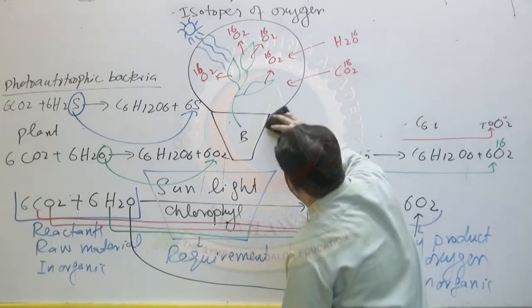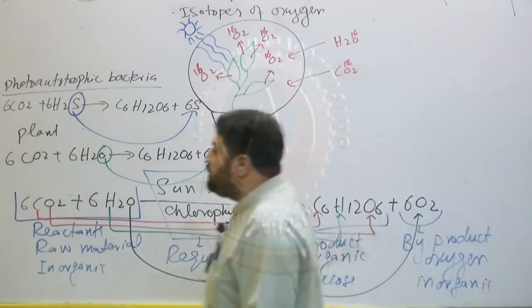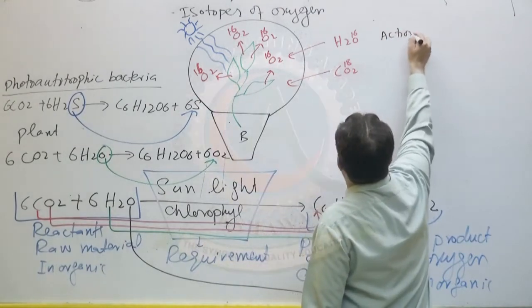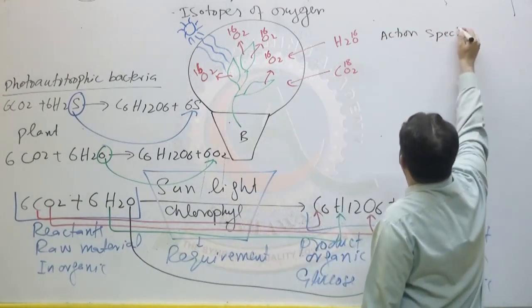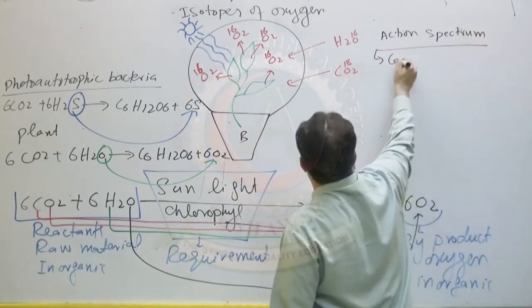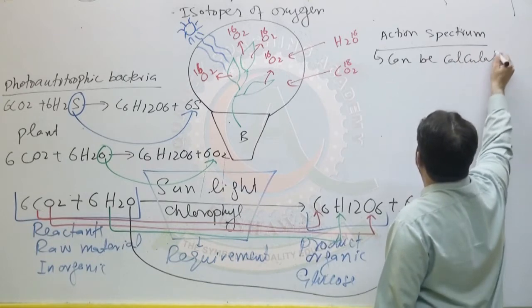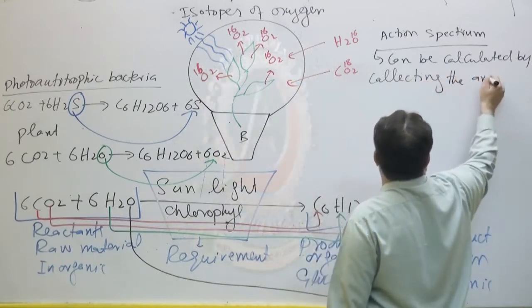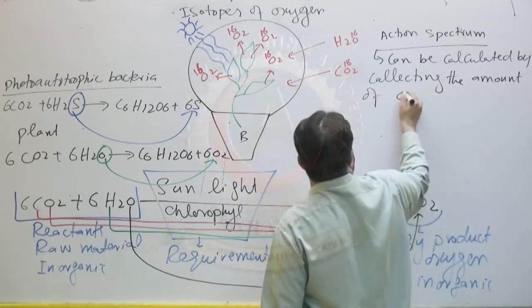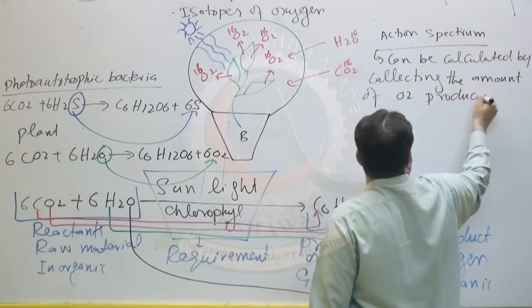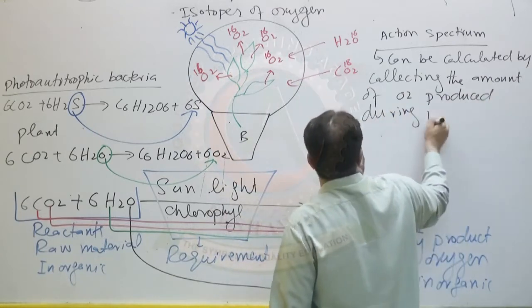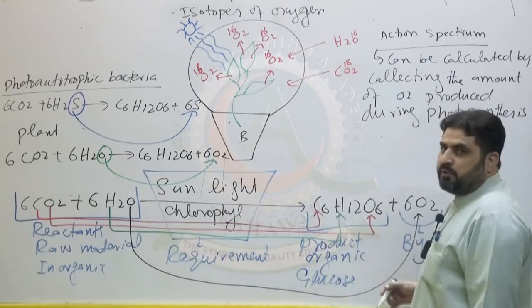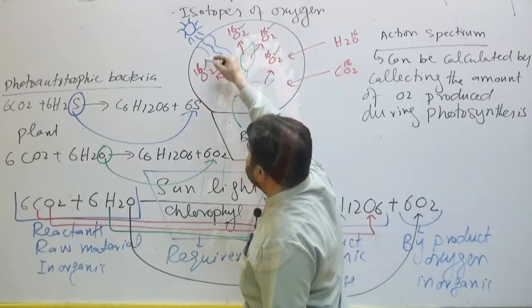That's another statement that we should recommend for this experiment as well. Along with this, we can also calculate the action spectrum. The action spectrum can be calculated by collecting the amount of oxygen produced during photosynthesis. This oxygen that is produced during this process, we collect it.